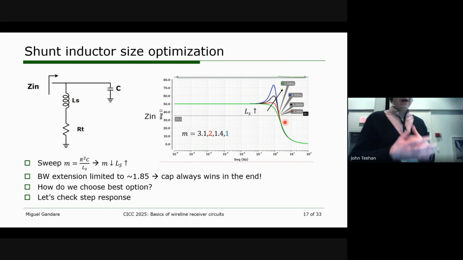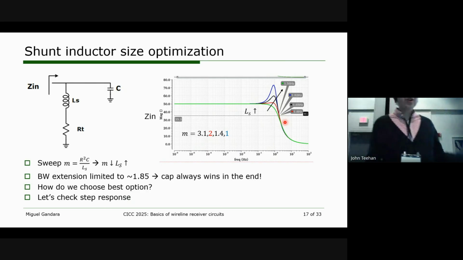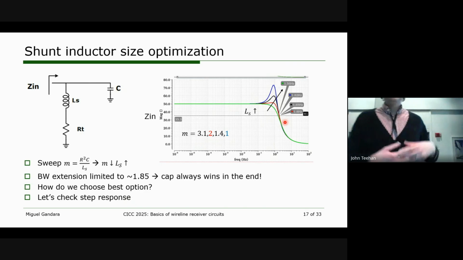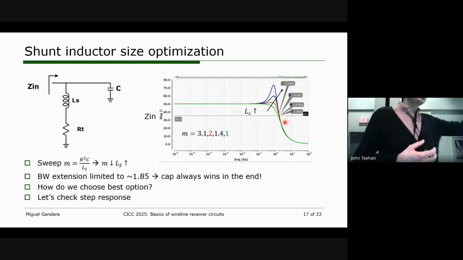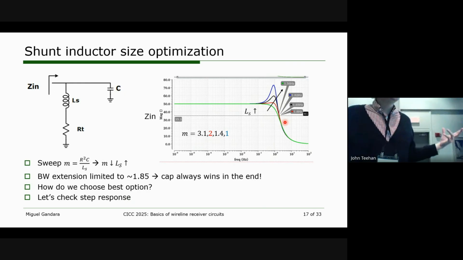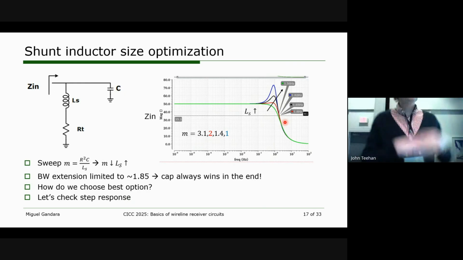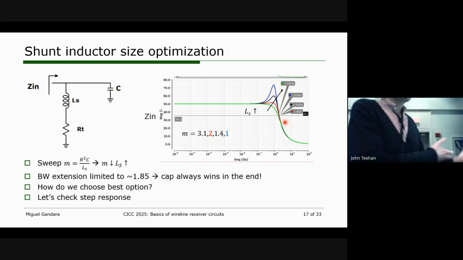Okay, so now we have a few different curves. I'm showing one curve that has a little bit of bandwidth extension, about 1.5 to 1.6x, and a couple of different curves that all have almost the exact same bandwidth extension. So how do we choose which topology gives us the actual best performance? To do that, I think looking at the time domain response is the best option.